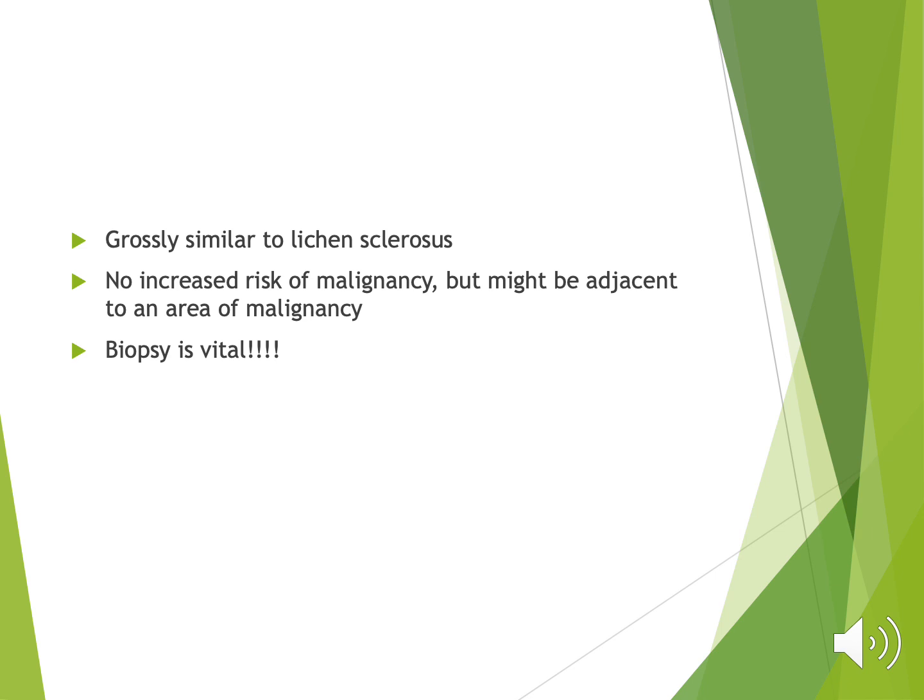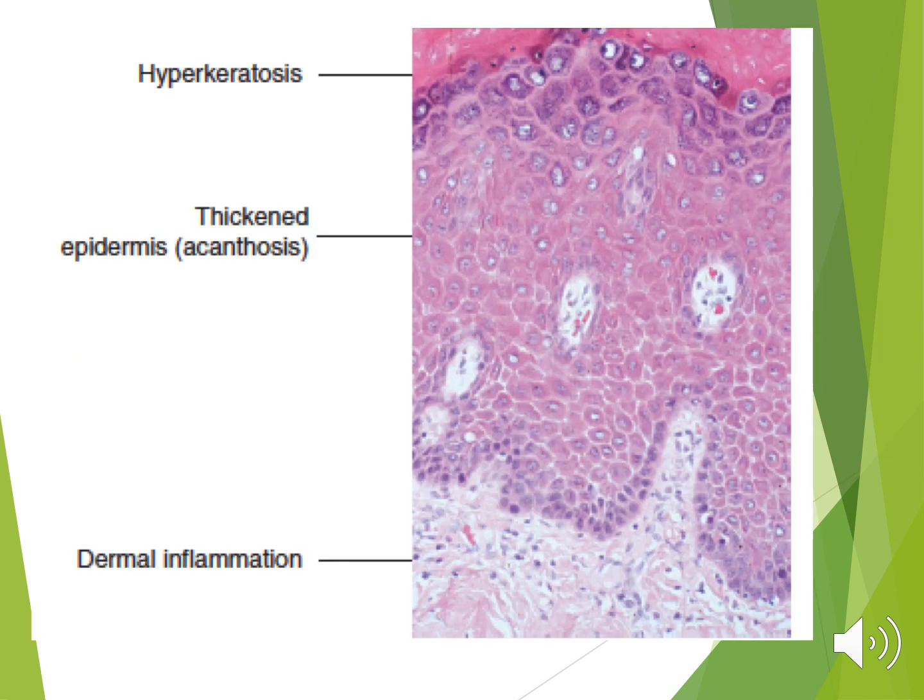They do not have an increased risk of malignancy, but it is very important that lichen simplex chronicus can arise in an area adjacent to a malignancy. That's why, in all of these cases, biopsy is vital. Histologically, lichen simplex chronicus is characterized by increased thickness of the skin, in other words, acanthosis, with hyperkeratosis and variable amounts of dermal inflammation.